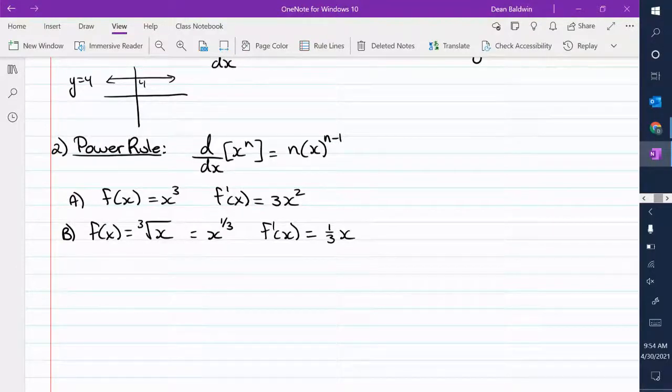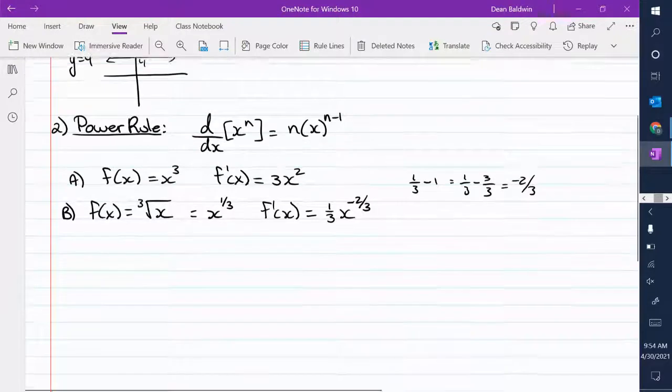And now you do some math. I know people don't like fractions, but this is what you have to do. So we take away 1 from 1/3. It's going to mean negative 2/3. You're going to get a common denominator. You're going to go 1/3 minus 3/3. Subtract the numerators. Negative 2/3. So it becomes x to the negative 2/3. Is that okay?